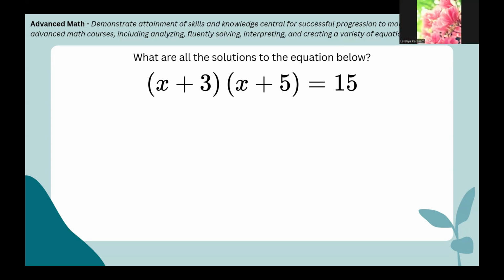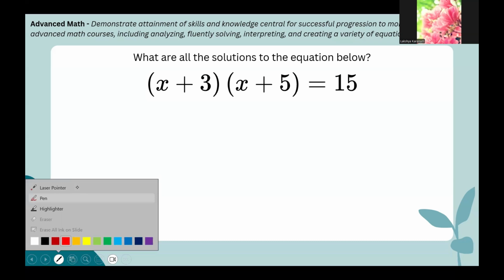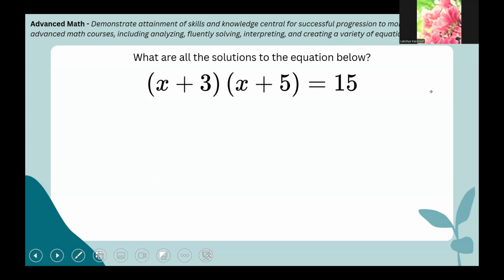Alrighty, so the first problem here is asking you to find all of the solutions to this equation right over here. If you know how to factor, you may immediately go, oh, okay, it's already factored for us. Let's just go ahead and set x plus 3 equals 0 and x plus 5 equals 0, and it's super easy to find an answer that way. But hopefully you did not fall into that trap because you noticed that over here on the right side of the equal sign, you saw a 15 instead of a 0.